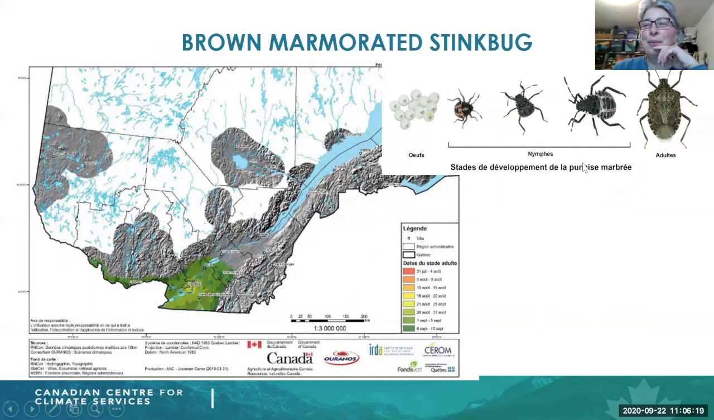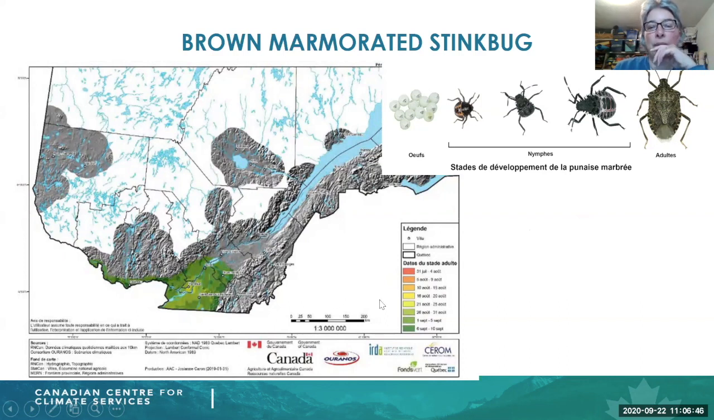And I know some of the authors on the working group, when they're in their yards now and they see this bug, they think, oh, brown marmorated stink bug. So we have some maps with the dates of the different stages in the development of the stink bug, and how they progress into the future. We can see over time how it becomes more prevalent across Quebec.